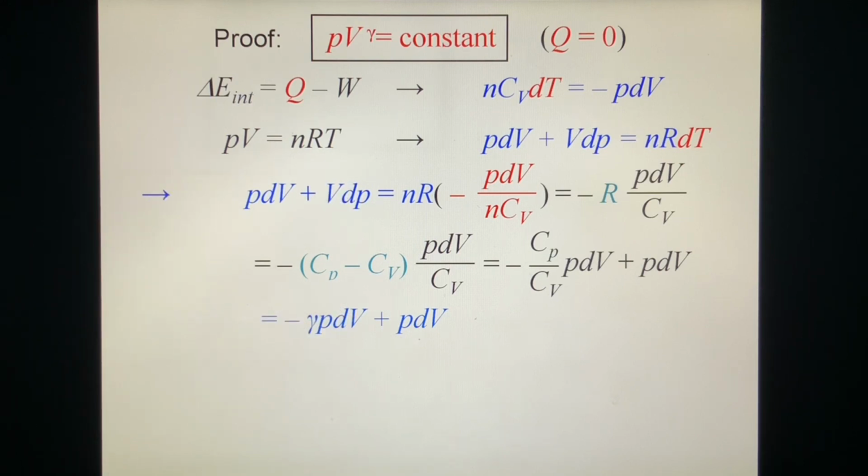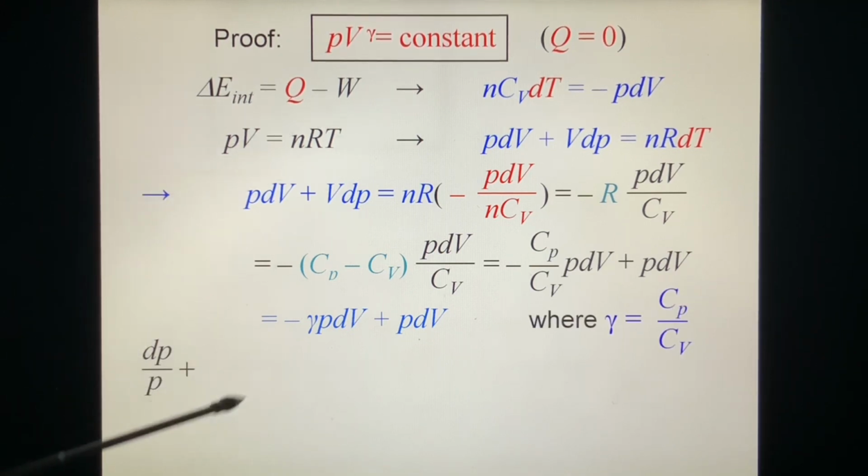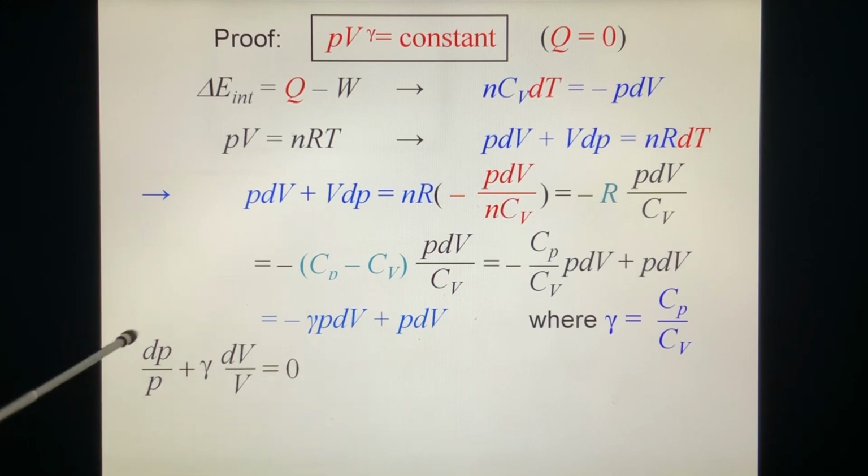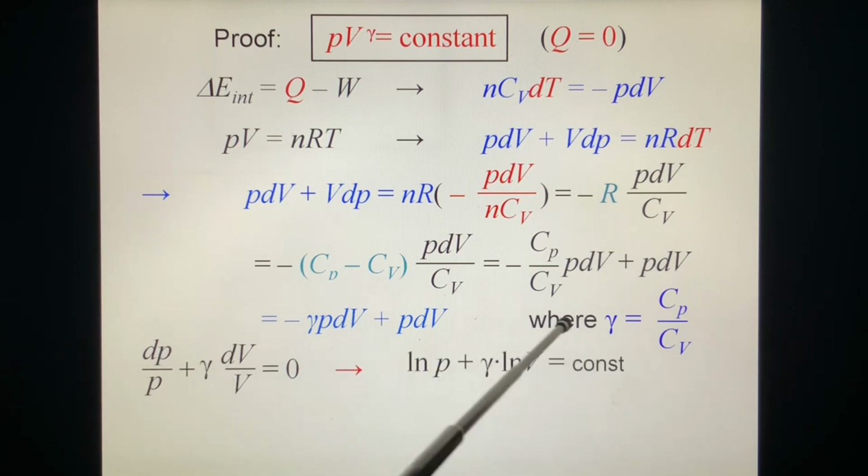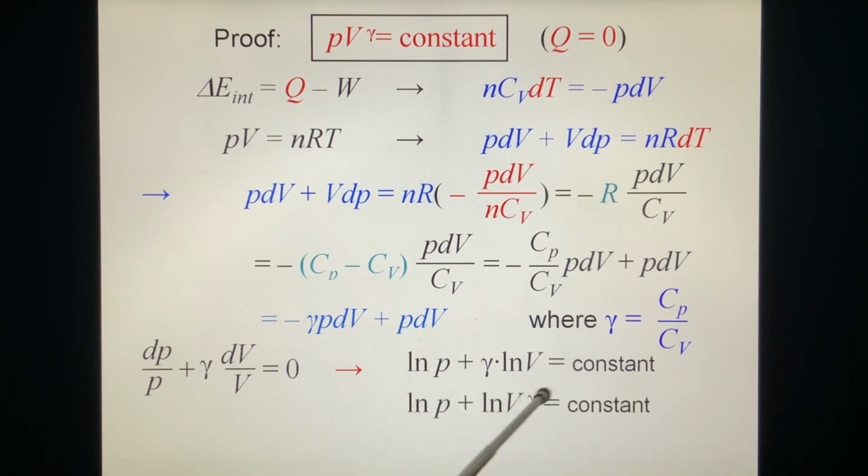Right? And we divide that by PV. We get dP over P plus gamma dV over V equal to zero. Then we integrate both sides. dP over P integrates to log of P. Gamma dV over V integrates to log of V. So we get log of P plus gamma log of V equal to constant. Putting the gamma inside, we get log of P plus log of V to the gamma, which is log of PV to the gamma, equal to constant. So PV to the gamma is constant. We have proved it.